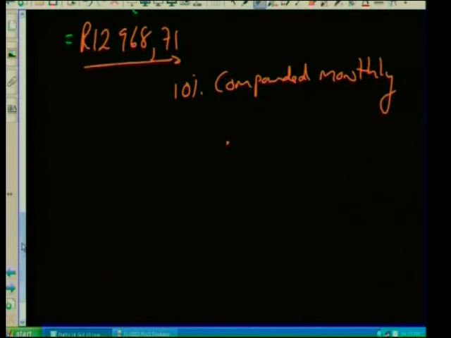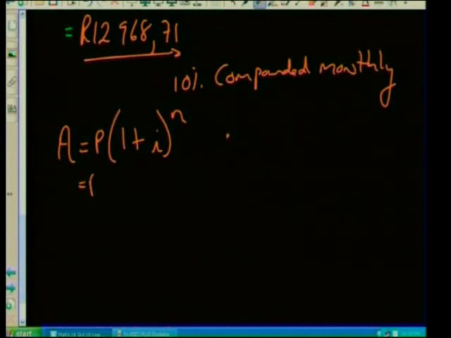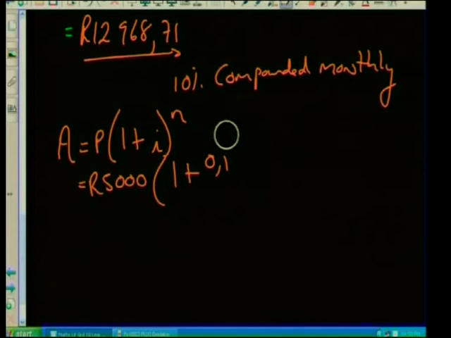Let's have a look at our formula. We're going to say, let's carry on. A equals P(1 plus R) all to the power of N. Remember, we were investing how much money? 5,000 Rand. So we're investing the 5,000 Rand, 1 plus, what's my interest rate? It's 10%. Now I'm going to do it like this, and I'll explain why now. Okay, so it's still 0.1. How many years? 10 years.